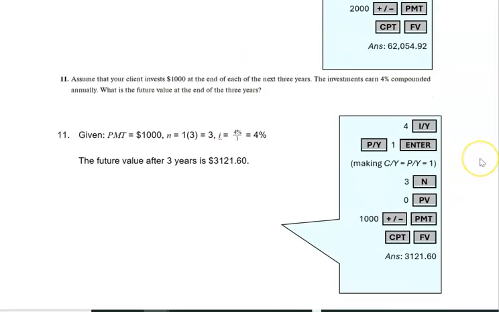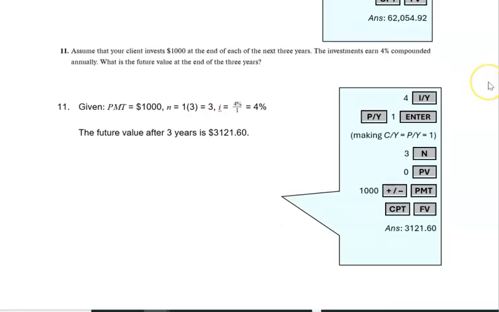And question 11. Assume that your client invests 1,000 at the end of each of the next 3 years. The investment earns 4% compounded annually. So again, the payments and the compounding are exactly the same, so your CY and your PY are the same. They're both 1. Okay, so what is the future value at the end of the 3 years?